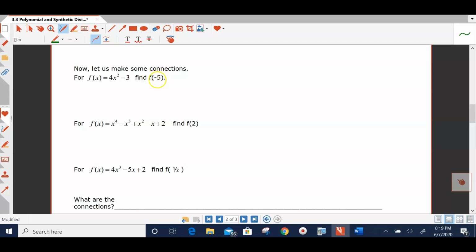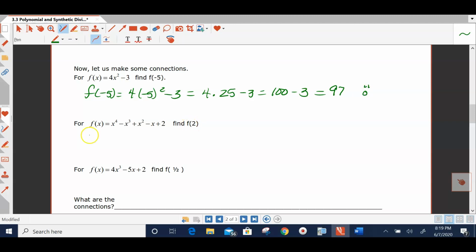To find f of negative 5, that means we put a negative 5 everywhere we have an x. So this would be 4 times negative 5 squared minus 3, which is 4 times 25 minus 3, which is 100 minus 3, which is equal to 97. We saw that number earlier, didn't we?